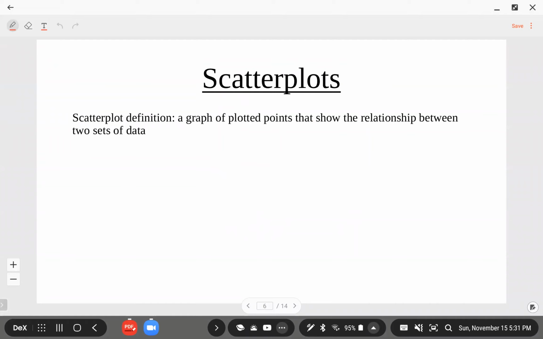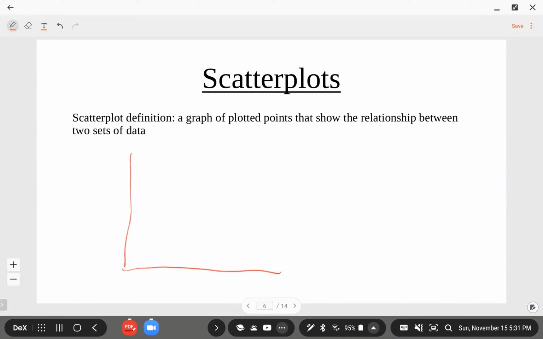So, let's go on to scatterplots. So I think Sophia, you asked this in the beginning of the class. So here, I'll show you what a scatterplot is. A scatterplot definition is a graph of plotted points that show the relationship between two sets of data, right? I explained that earlier.